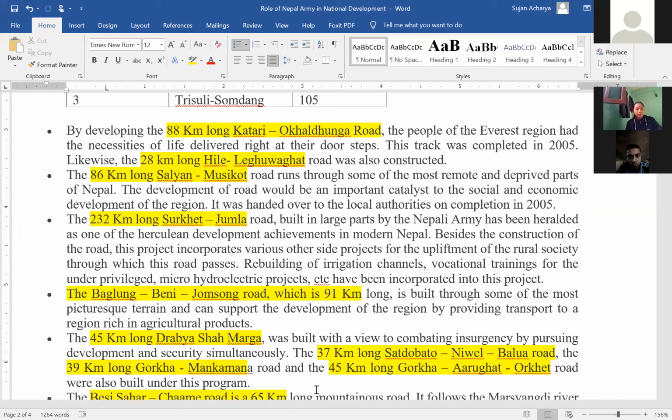In the same way, Nepal Army has also played an important role in constructing a 91 kilometers long road joining Baglung to Beni and Jomsom. Similarly, a 45-kilometer long Dropya Sahab Marga has also been constructed with the aid of the Nepalese Army. The Saddobato Nivel Balwa Road, which is 37 kilometers long, along with Gorkha Mankamana Road, which is 39 kilometers long, has also been constructed with the help of the Nepalese Army. Two paragraphs I have already written on the basis of these small pieces of information. Now, the role of the Nepalese Army in nation building, and under that section, 2 of my paragraphs related to construction of roads are finished.